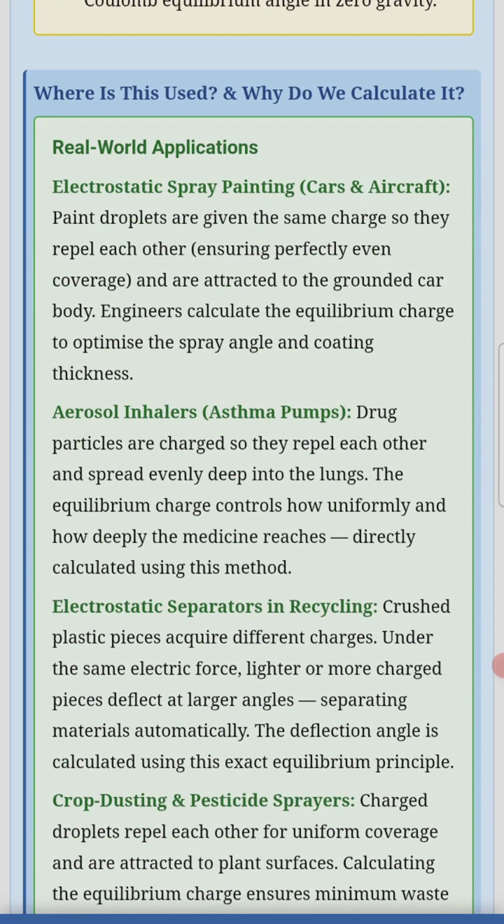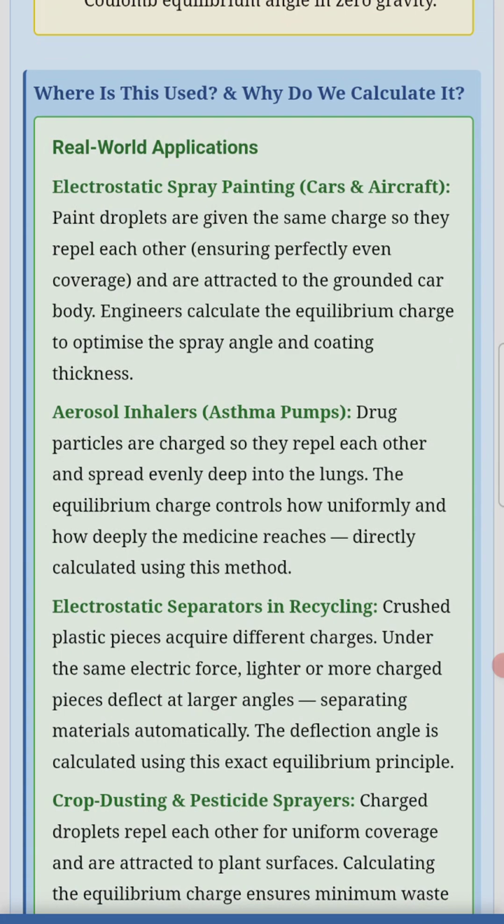Real-world applications of the equilibrium problem. First, electrostatic spray painting of cars and aircraft. Paint droplets carry the same charge, so they repel each other for perfectly even coverage and are attracted to the grounded vehicle. Engineers calculate the equilibrium charge to optimize spray angle and coating thickness. Second, aerosol inhalers for asthma patients. Drug particles are charged so they repel each other and spread evenly deep into the lungs. The equilibrium charge controls exactly how deep the medicine reaches.